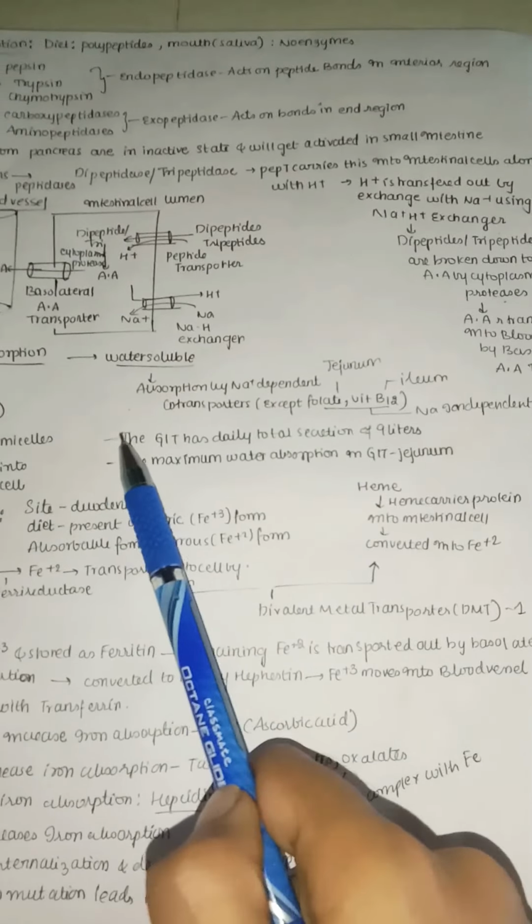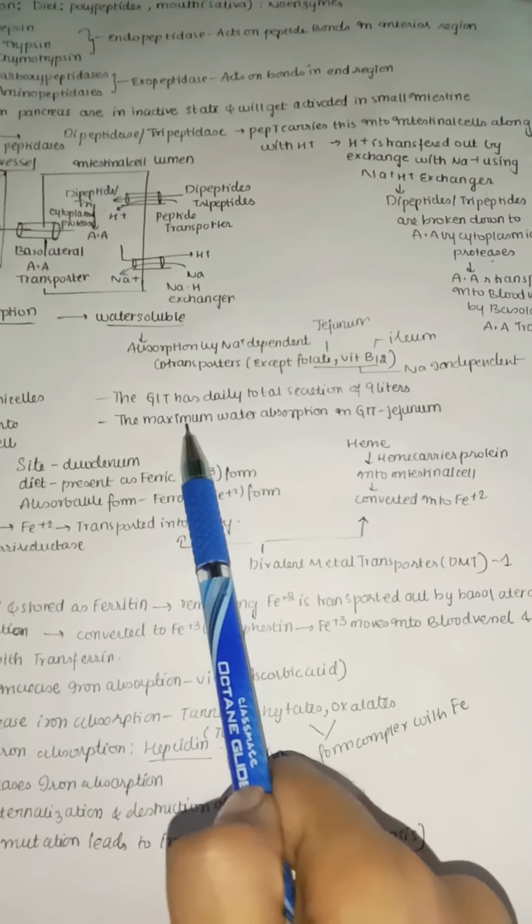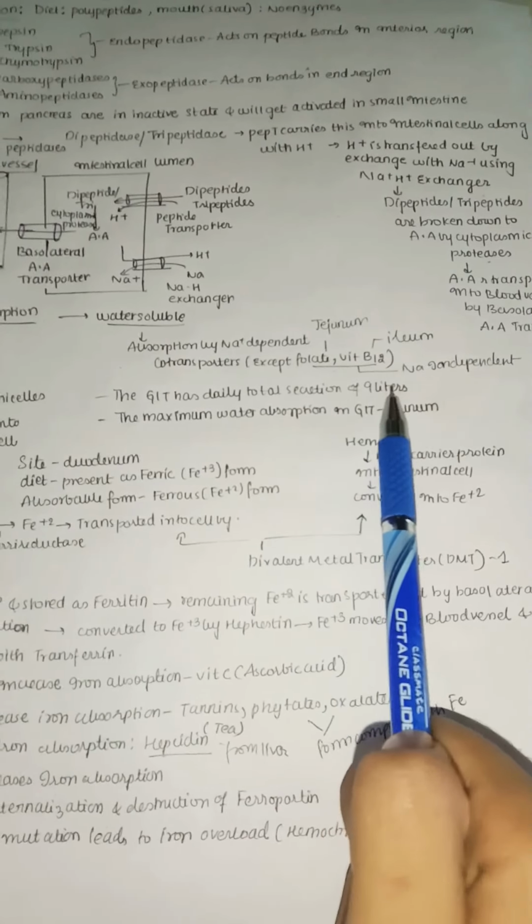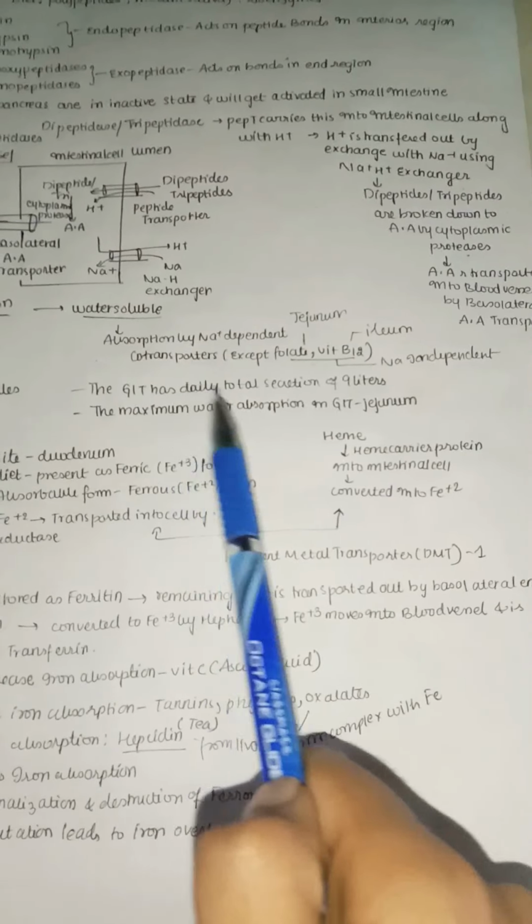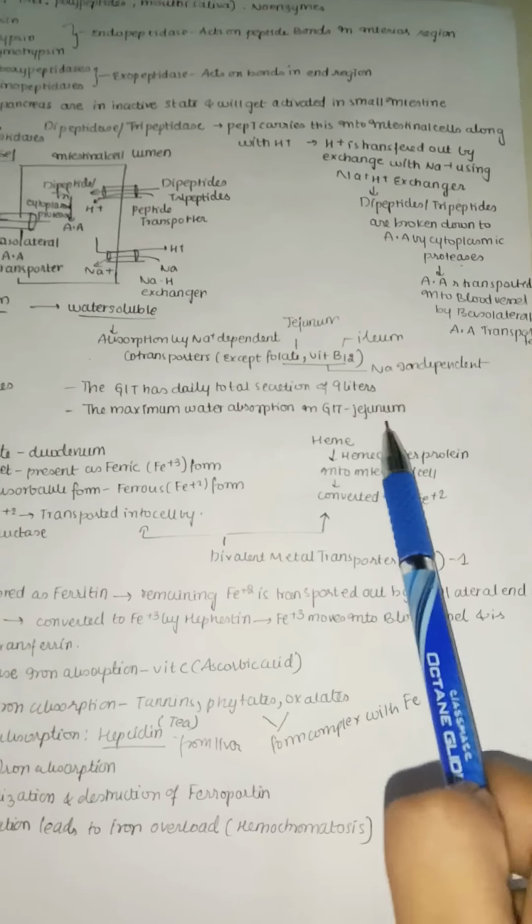The GIT has a daily total secretion of about 9 liters, and the maximum water absorption in the GIT is done by the jejunum. Now let us go on to iron absorption.